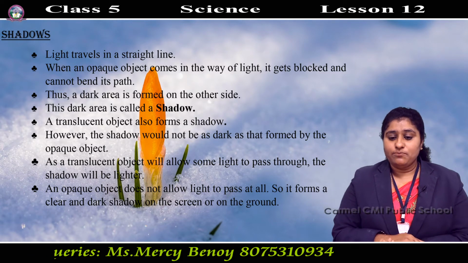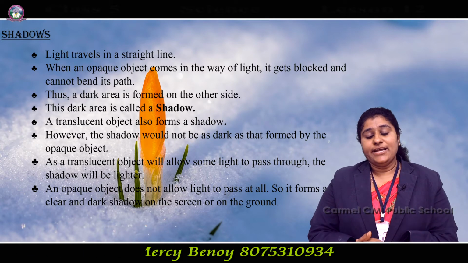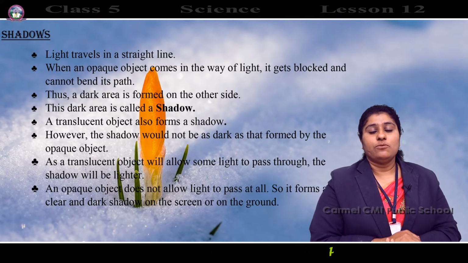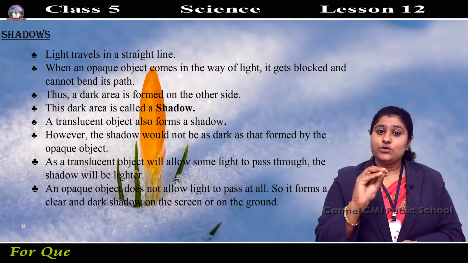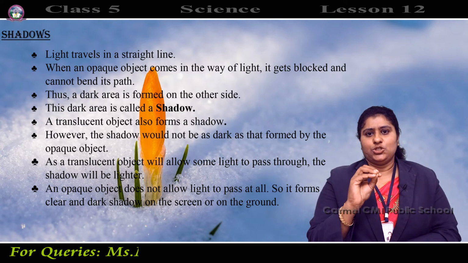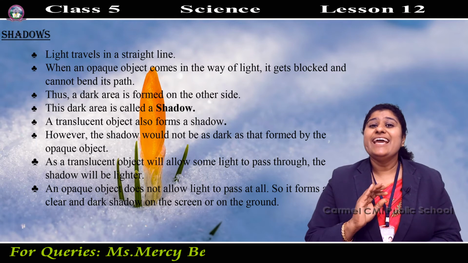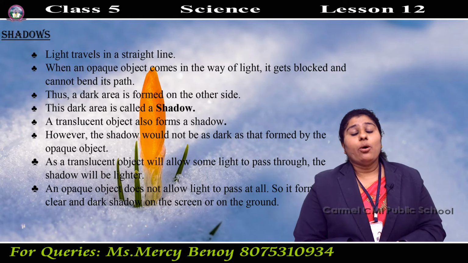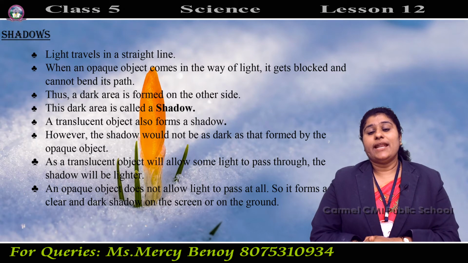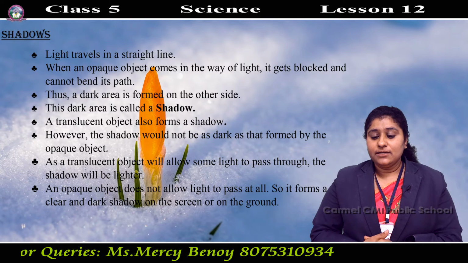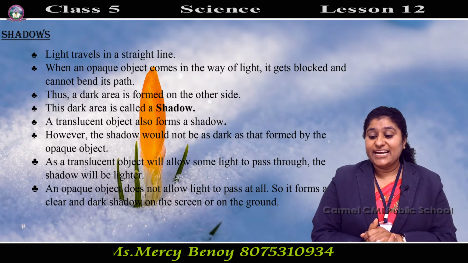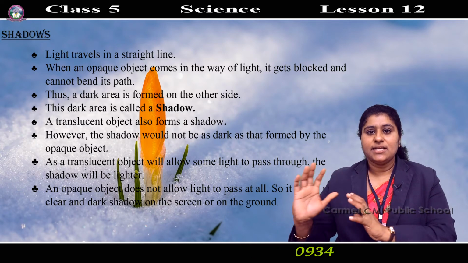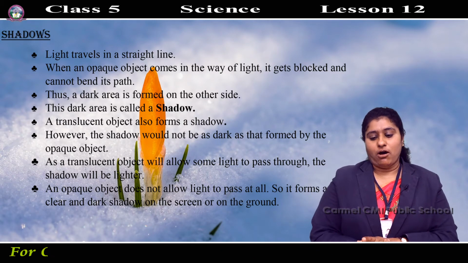As a translucent object will allow some light to pass through, the shadow will be lighter. Through the translucent object, some light is passing through. That's why the shadow will be lighter than with opaque materials. Okay, an opaque object does not allow light to pass through it, so it forms a clear and dark shadow on the screen or on the ground. Screen means the place where the shadow is formed.